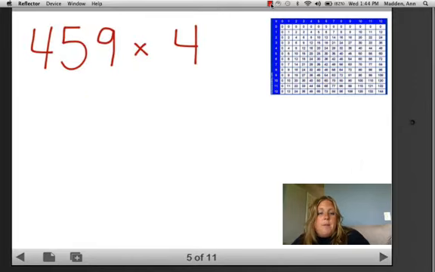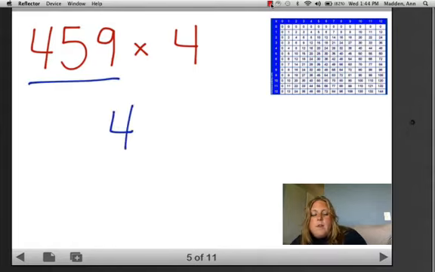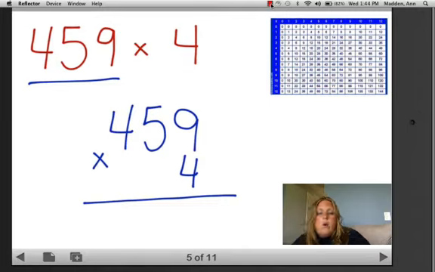Here's my next problem. It does not have the vertical lineup. It instead has the horizontal, so I need to make it vertical. This number, 459, has the most digits, so that's going to go on the top. My 4 is going to go down below. What do I need to remember? I need to first do my ones.